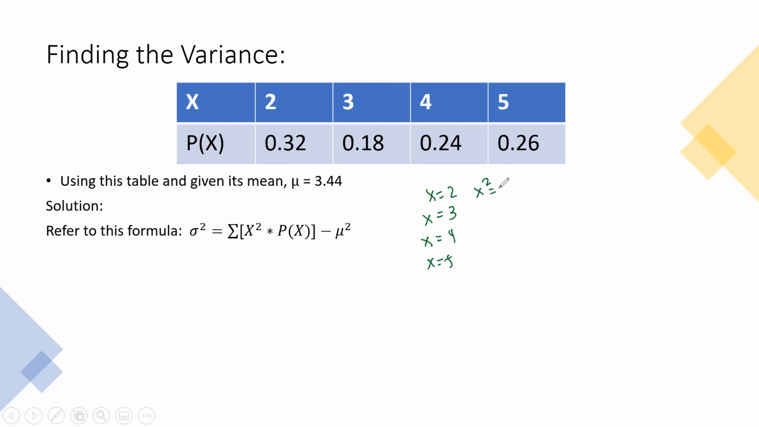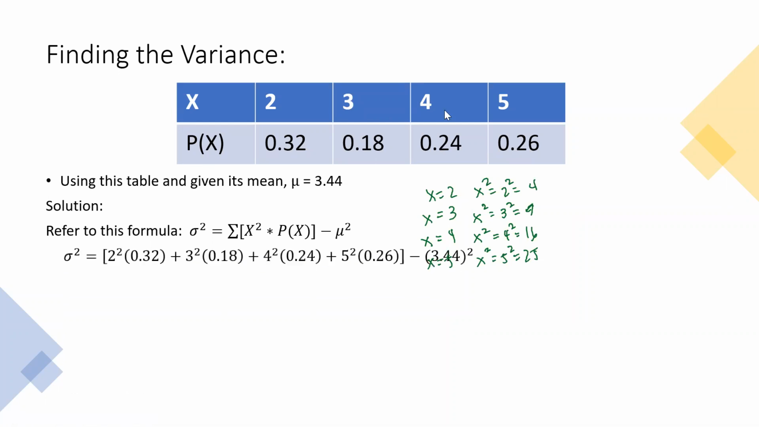So 2 times 2 is 4. So our 3 squared is 9. Then our 4 squared is 16. Then our 5 squared is 25. So we have found the squares of the x. So now, what we are going to do next is find the product of x squared and p of x.